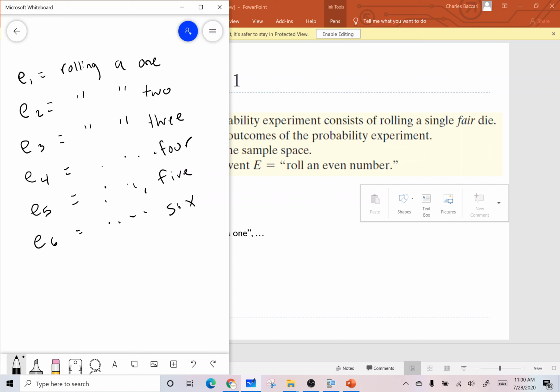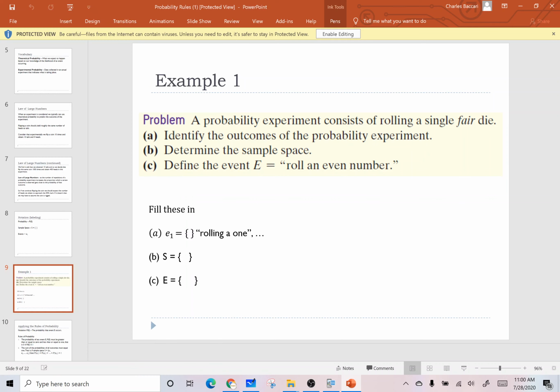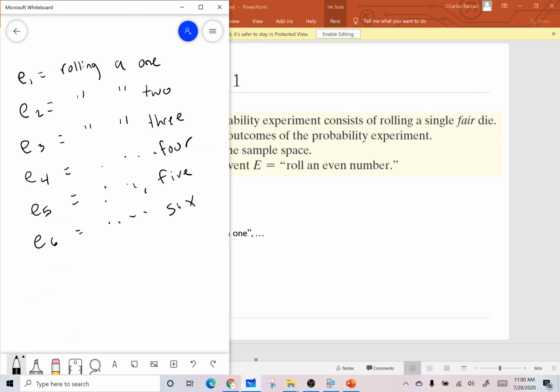And that just fills in the rest of them. So rolling a 1, rolling a 2, rolling a 3, 4, 5, or 6. Okay, that's our event. So we've done part A. The sample space? Well, that's really simple. If we're going to do the sample space, this is part B.